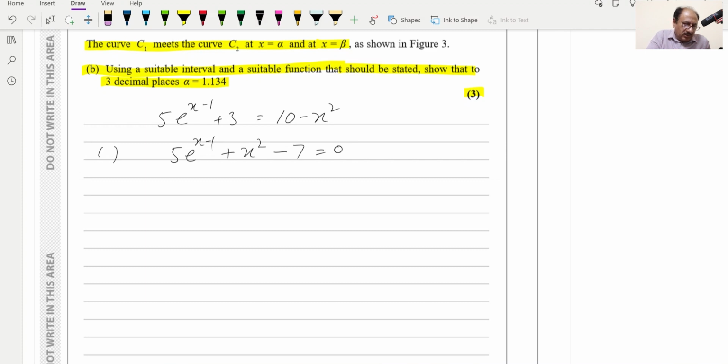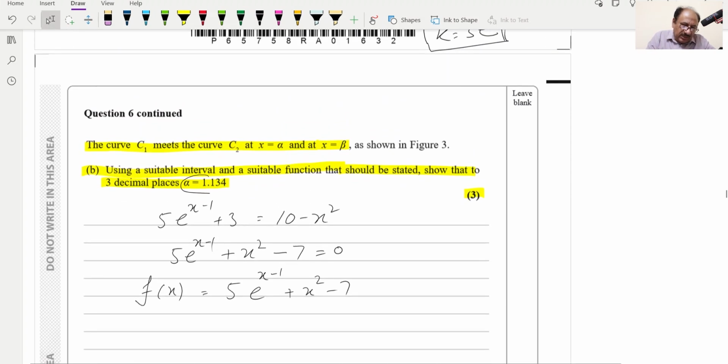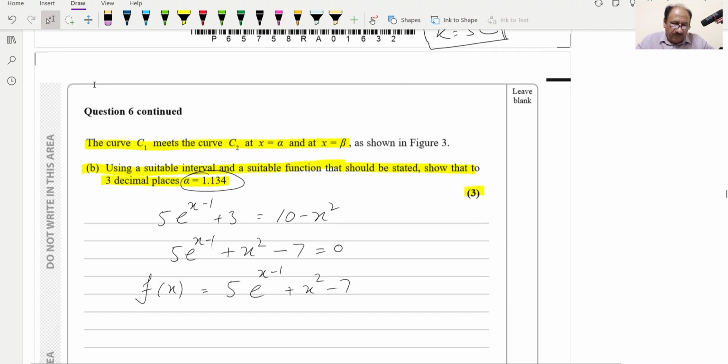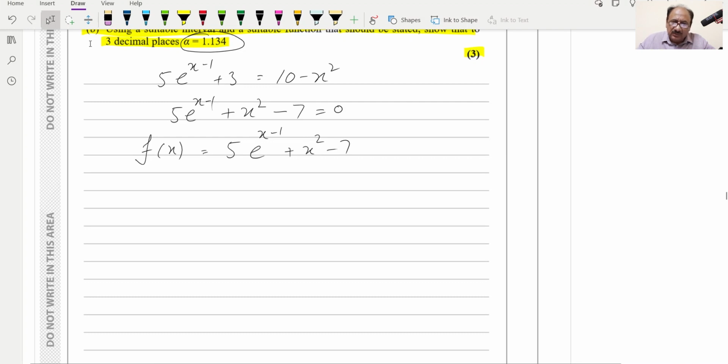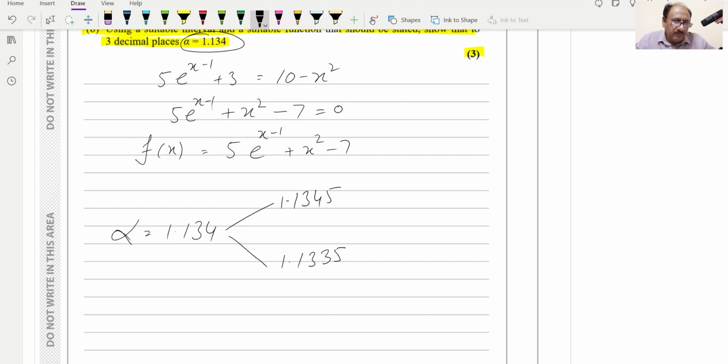Otherwise we can write here f of x is equal to 5 e raised to the power x minus 1 plus x squared minus 7. If we go through the question, they are saying alpha is 1.134, to 3 decimal places. So we can take alpha is equal to 1.134, and the upper value will be 1.1345 and the lower value will be 1.1335. So lower bound and upper bound we can find.